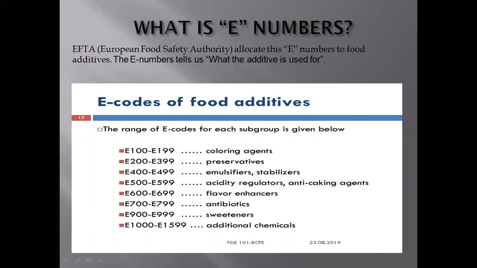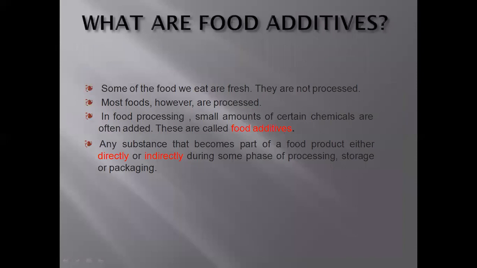So E100 to E199 is coloring agents, and so on, all the numbers are already written in the chart. So you can refer to them whenever you purchase any food. Try to find these numbers and identify what is there in your food. Okay, let's move on to the next part, which is what food additives exactly mean.